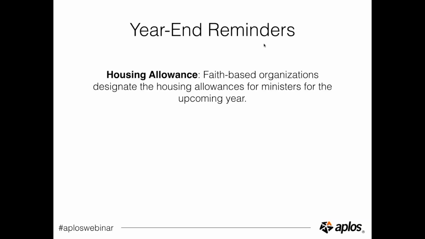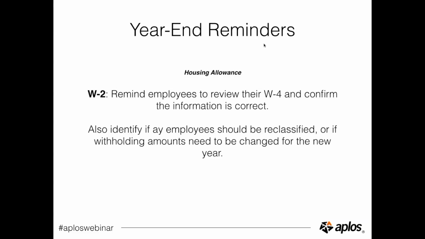The first one here is housing allowance. Faith-based organizations designate the housing allowances for ministers for the upcoming year. So if you are a church and you have a pastor that gets a housing allowance, this is a time to reevaluate that, make sure that the amount is correct, that everything has been paid out for the year, and that as you look to the next year, everything is lined out accordingly as well. If there are any adjustments that you need to do, you would make those now, or at least prepare to do so now.